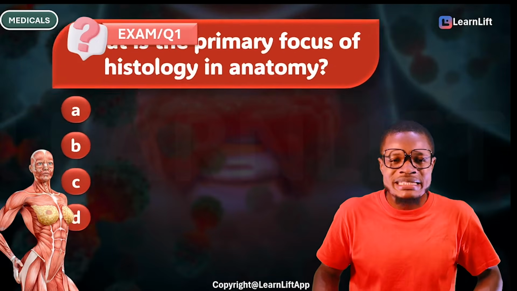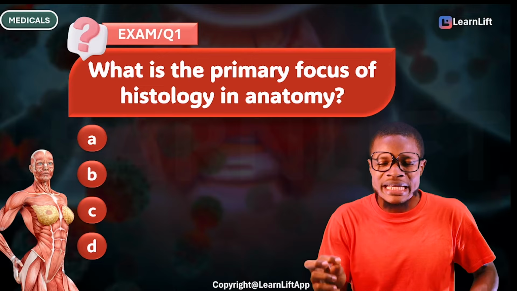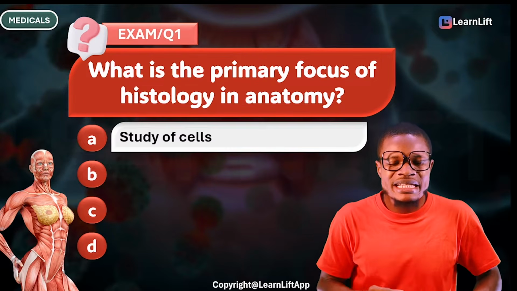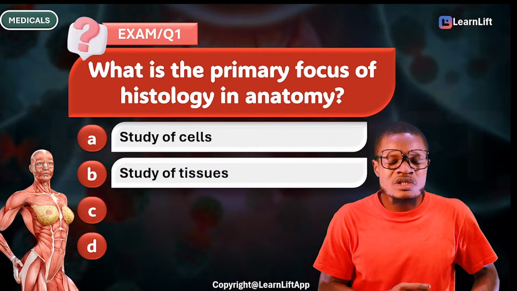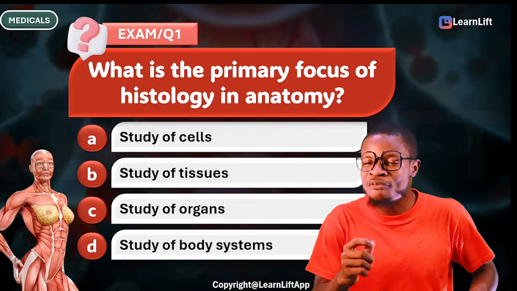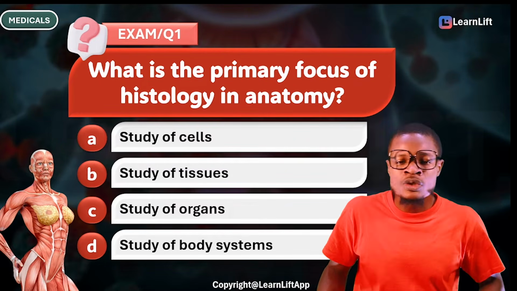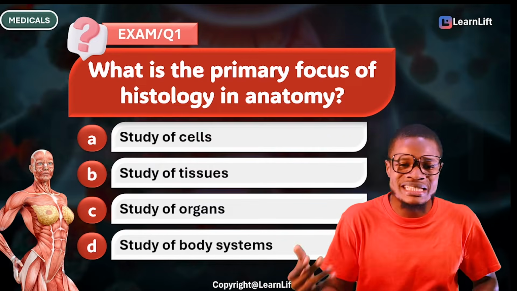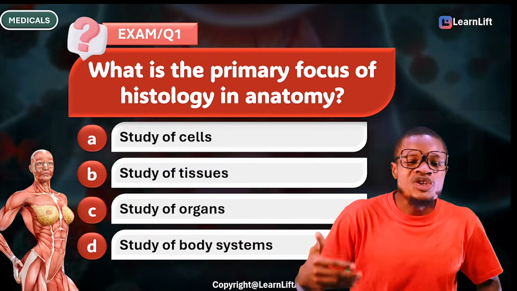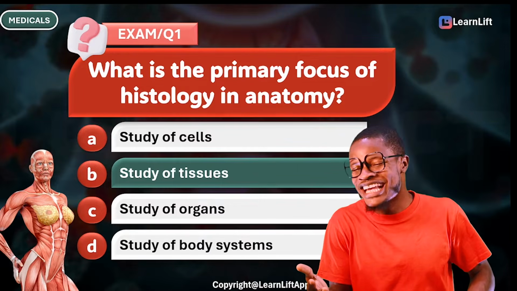Question one here says what is the primary focus of histology in anatomy? Histology, don't forget. Option A says study of cells, option B says study of tissues, option C says study of organs, and then option D says study of body system. Now, where will histology focus on? When they say study of cells, that's your cytology, right? Then study of your tissue is called your histology. That makes option B the correct answer. Let's go guys. Did you get that?